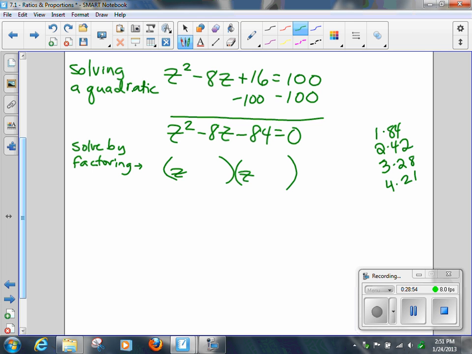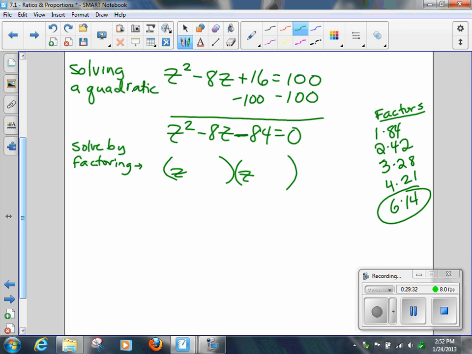5 won't go into 84. Will 6 go into 84? 12 times? No, it won't. 6 times 14? All right, hold up. Now, there are more factors of 84. Will 7 divide into 84? 84 divided by 7? All right, now look. Which of these factors can I subtract and get 8?